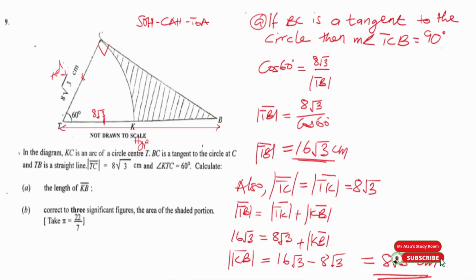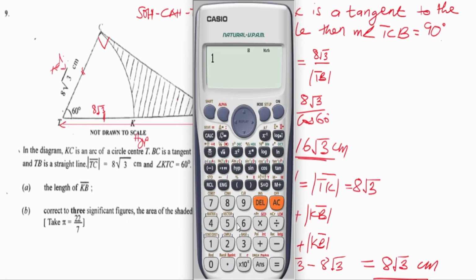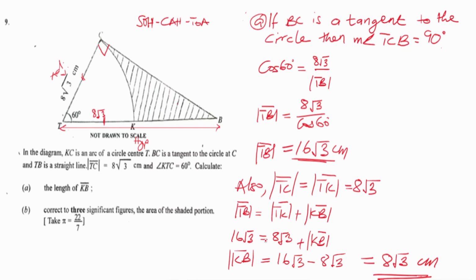Or we can still verify that with our calculator. 16√3. Remember to bring the cursor out of the square root. Then minus 8√3. And that equals 8√3. Alright. Therefore, we are now done with A. The length KB is 8√3 centimeters. You can use any approach that works for you.